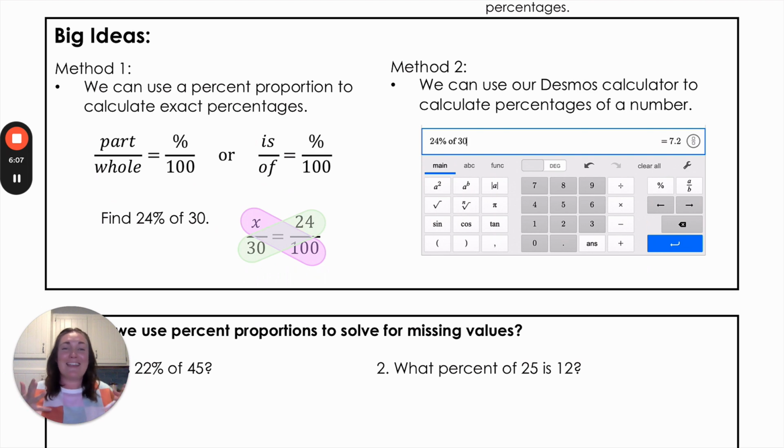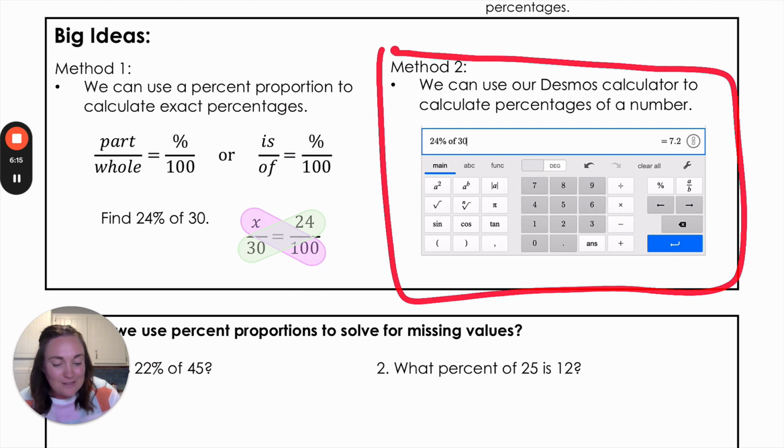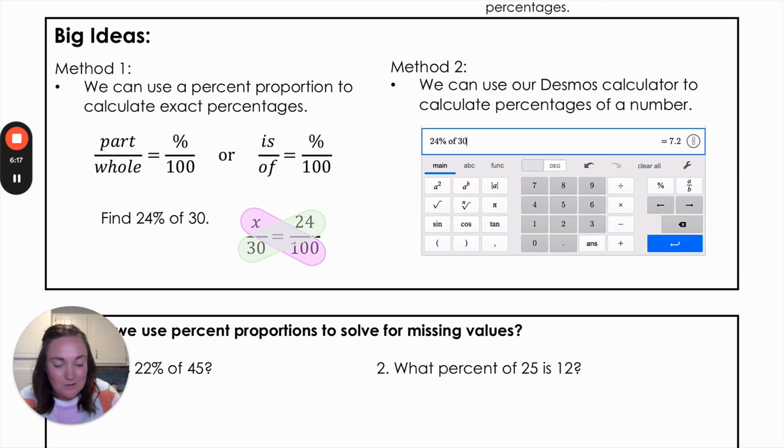Now, we love Desmos. If they're asking for a percent of a number, we can always plug that in Desmos just like this. So when you type in that number, you always want to do the percent first. When you click on that percent button here, it's going to pop up as "percent of." And so you'll see that it'll look just exactly like that word problem, 24% of 30, and your answer will pop up right there. So anytime they're asking for a percent of a number, definitely use that Desmos. It is a great tool to have.